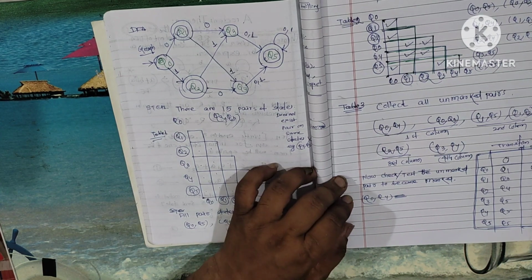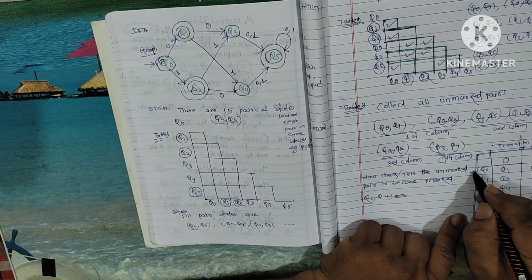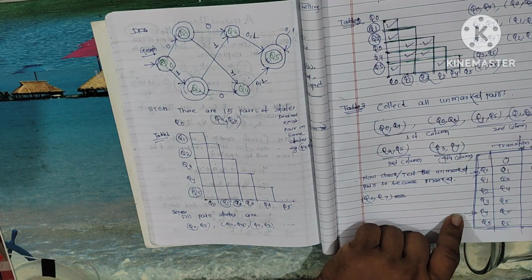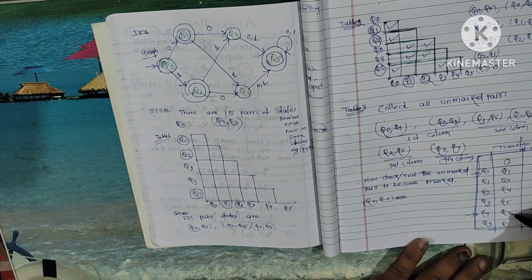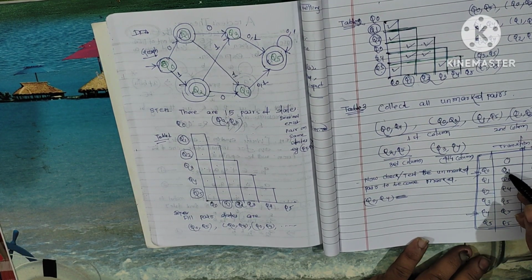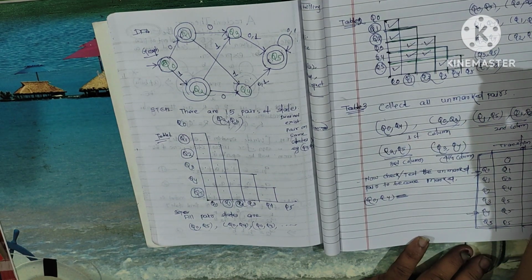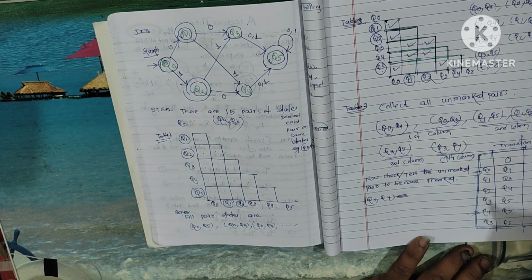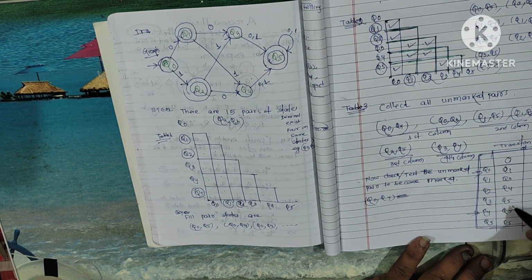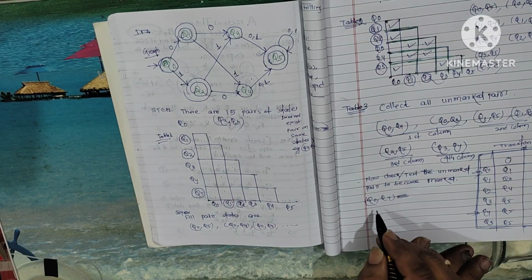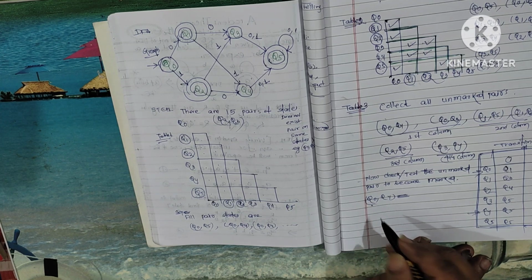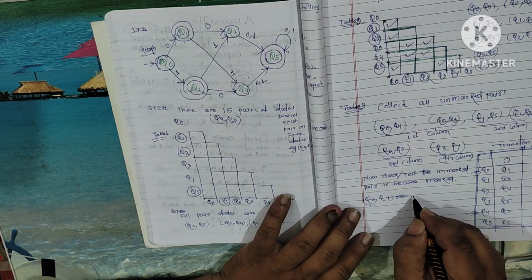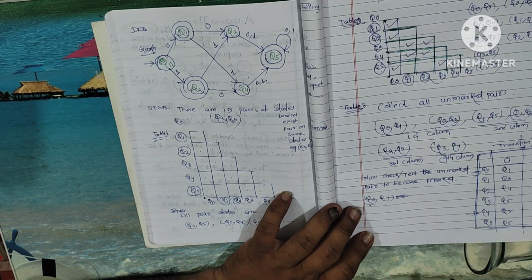If you see Q0, Q4, Q1, Q5 is not allowed, because Q1, Q5 is already an unmarked pair. Q1, Q5 is an unmarked pair. So what is your idea? To make it marked, the transition should be a marked pair of that, right?